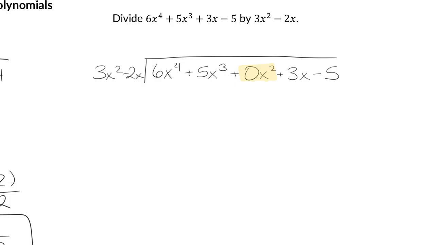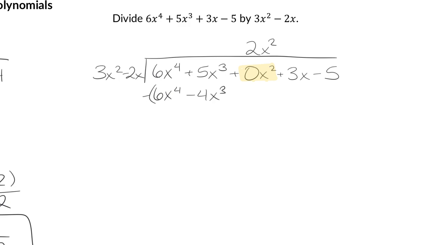Now we start our steps. We would divide 6x to the fourth power divided by 3x to the second. 6 divided by 3 is 2. X to the fourth divided by x squared is x squared. Now I make sure I line that up over the x squared. See how I skipped 2 this time? We're keeping the x's aligned. We distribute 2x squared times 3x squared. That's 6x to the fourth. 2 times negative 2 is negative 4x to the third.